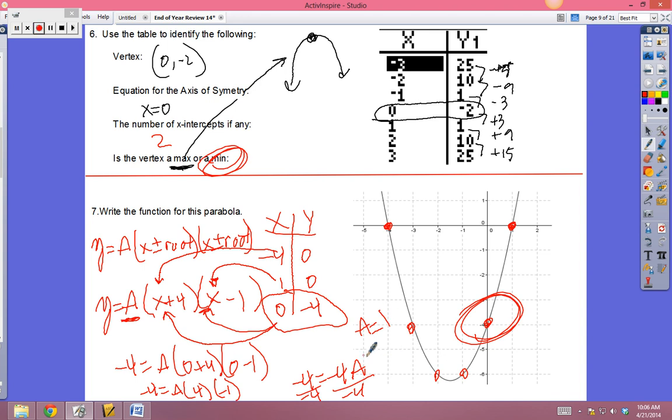So if a is equal to 1, then your final answer is going to be y equals 1. And you don't even really need to write the 1. Let's go (x plus 4) times (x minus 1). And you could leave it like that.